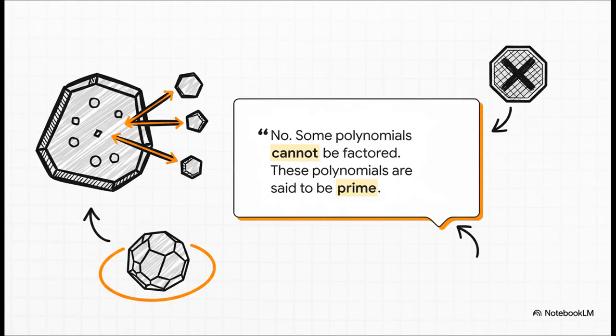But, okay, let's get real for a second. This is super important. Just like some numbers, like 7 or 13, are prime and can't be broken down, some polynomials are the same way. You might pull out a GCF, and then that's it, you're done. We call these prime polynomials. And honestly, knowing when to stop factoring is just as important as knowing how to start.